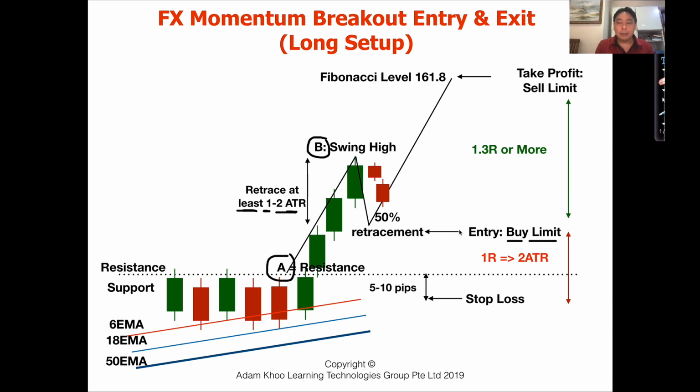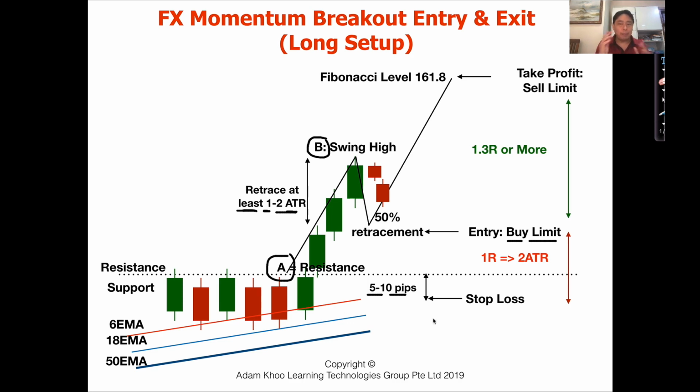Okay, now next, where do we put our stop loss? Our stop loss will always be placed 5 to 10 pips below the level of resistance. So remember, when the price breaks the resistance, that resistance becomes support. So we always want to place our stop loss below that level of support so it is protected. It is not likely to be hit as easily. Okay, and we can place our stop loss about 5 to a maximum of 10 pips below that level of resistance.